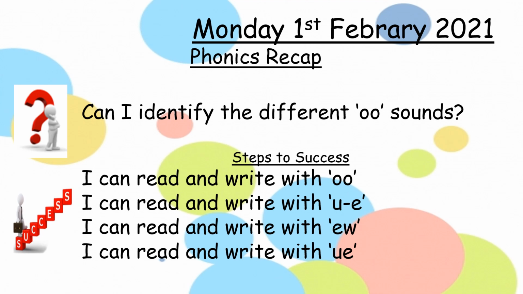So your learning question is, can I identify the different oo sounds? Your steps to success: I can read and write with oo, which is the OO. I can read and write with oo, which is our split digraph oo. I can read and write with oo, which is our E and our W. And I can read and write with oo, which is our U and our E.